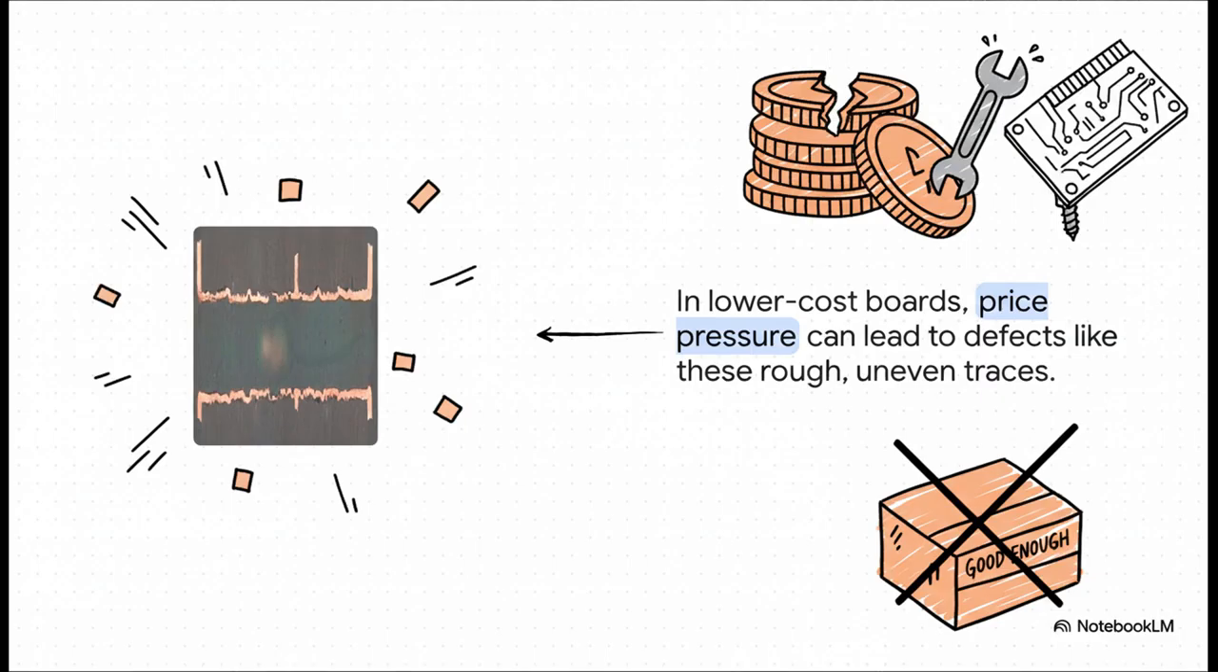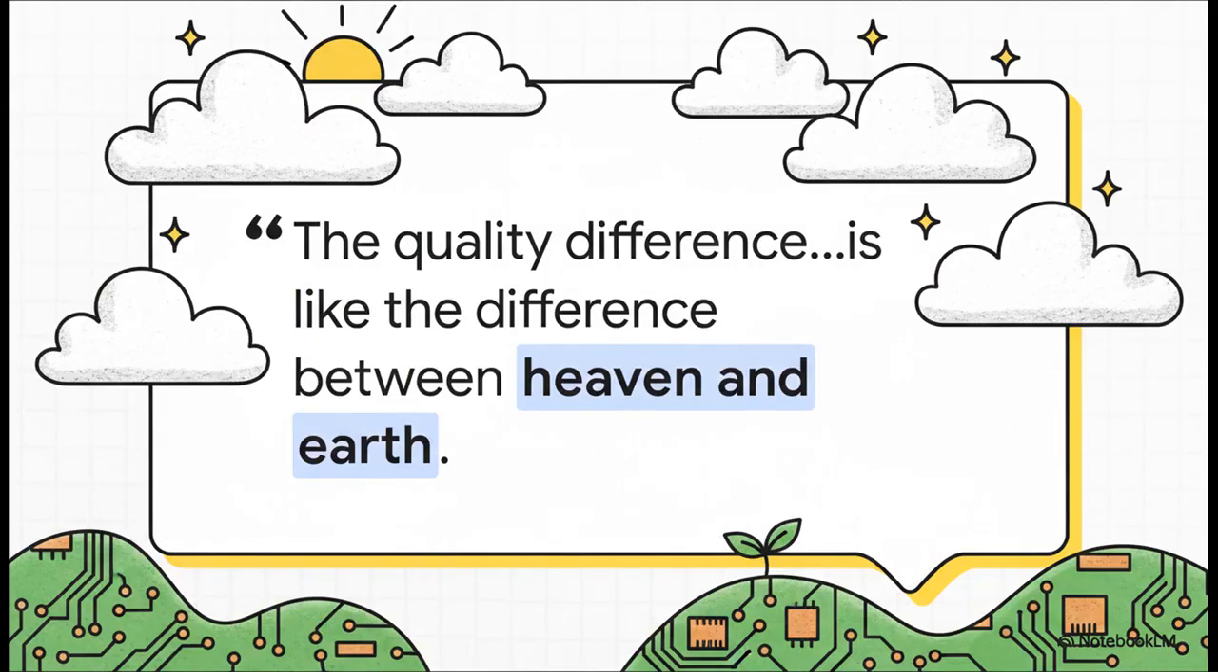This quote from one of our sources really just says it all. The difference in quality, in care, in materials, and in the process control between a mission-critical Class 3 board and a cheap, disposable Class 1 product is, quite literally, like the difference between heaven and earth.